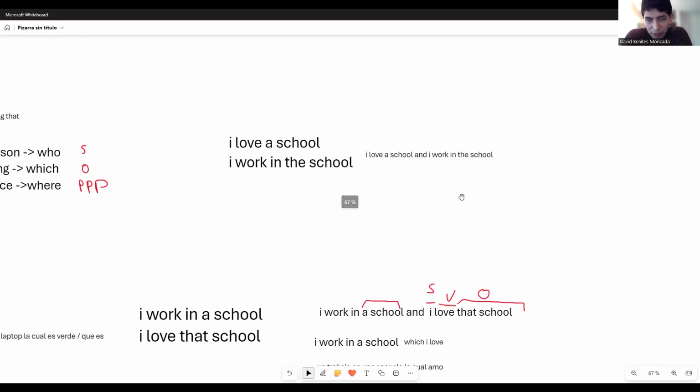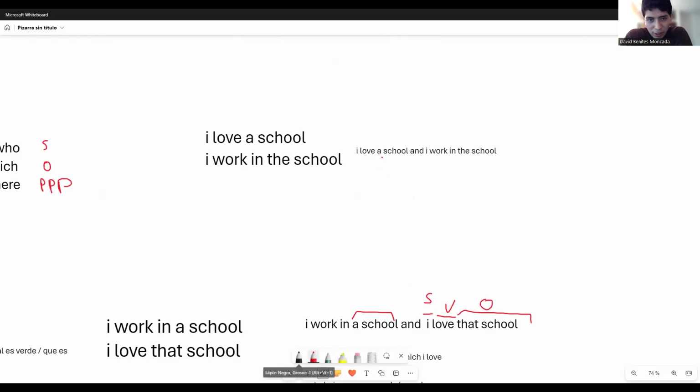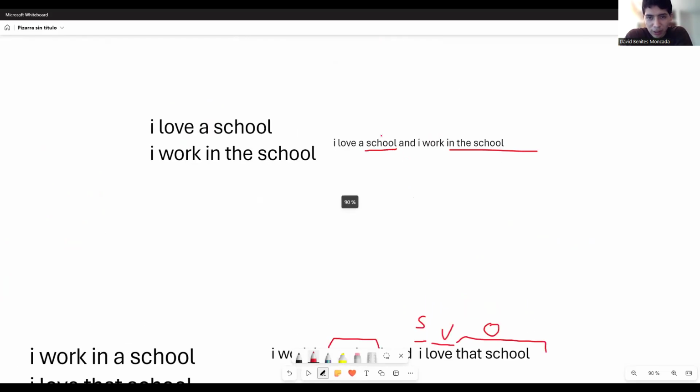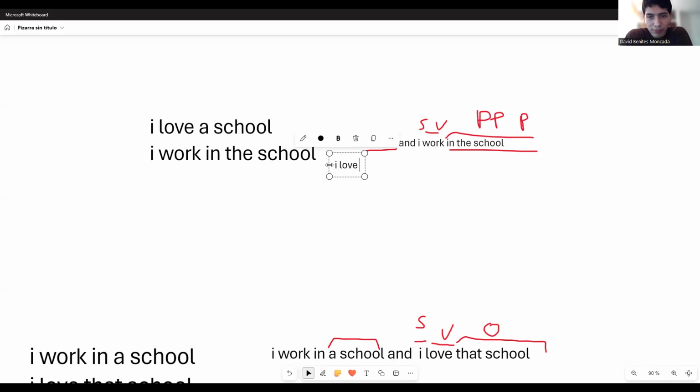Focus on this part. What is the word that repeats again? School, right? So this is the subject, this is the verb, and what is in the school? Preposition, phrase, place. So you say, I love the school, where.